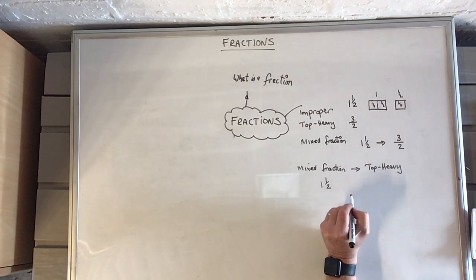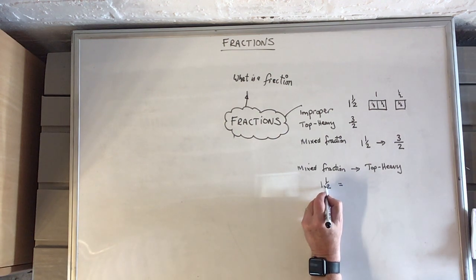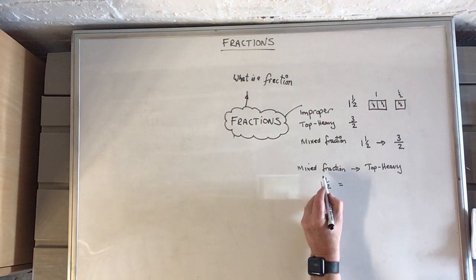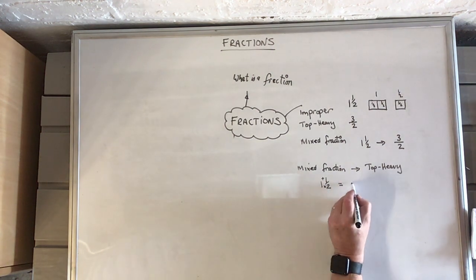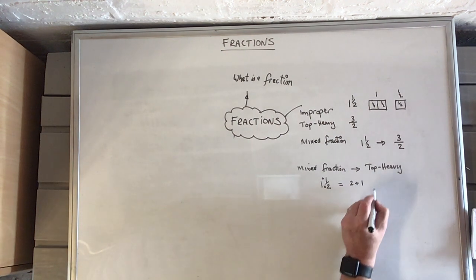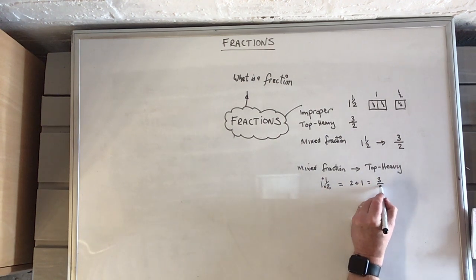Well, that's going to give us, we want to do 2 times 1, so 2 times a whole number, plus the top number. So 2 times 1 is 2, plus the 1 at the top, that gives us 3, and what we're talking about? We're talking about halves.